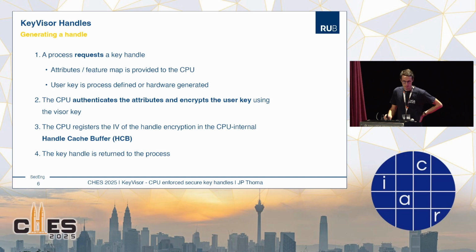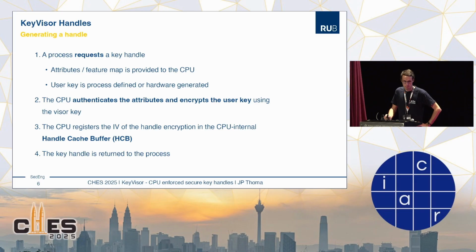Another option is to generate the user key in hardware. So there, the user never gets to see the key, and the CPU handles it internally, which is obviously more secure from this point of view. But you cannot really easily share the key between multiple parties. So then when we have all the settings decided, the CPU authenticates the attributes and encrypts the user key using the CPU internal visor key.